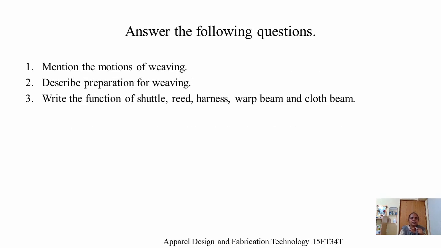You have to give the answers for these questions. Mention the motions of weaving, describe the preparation for weaving, and write the function of shuttle, reed, harness, warp beam and the cloth beam. First, list out the motions of weaving. Describe the preparation for weaving: how you have to prepare for the weaving process. Warp undergoes spooling, slashing and sizing. This you have to write.